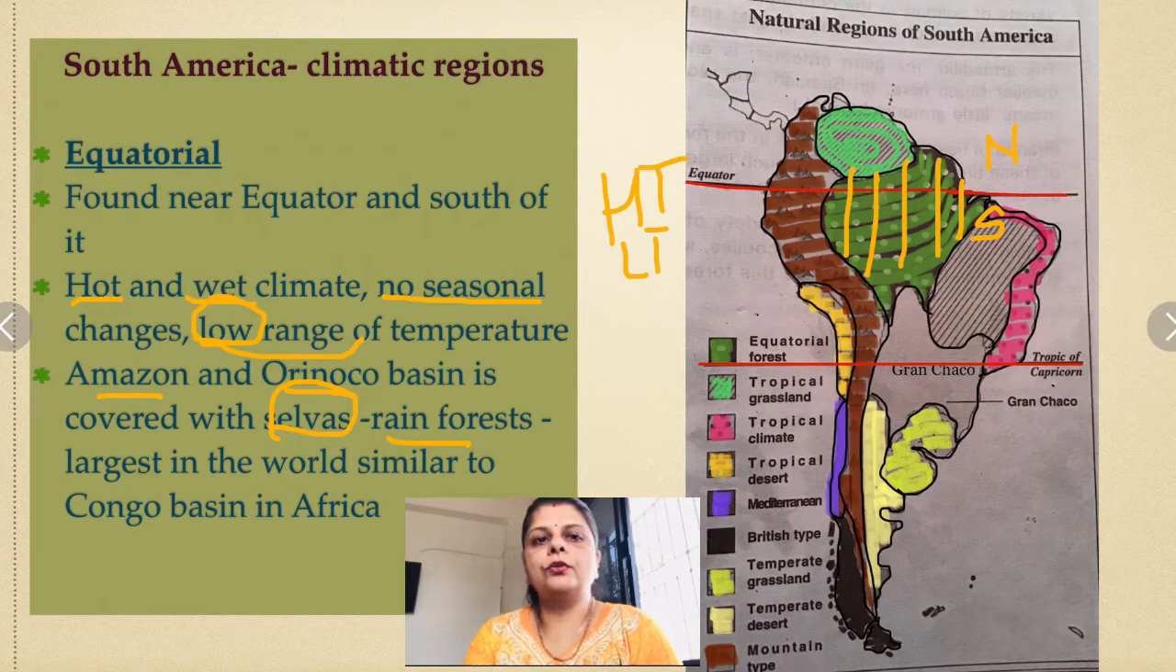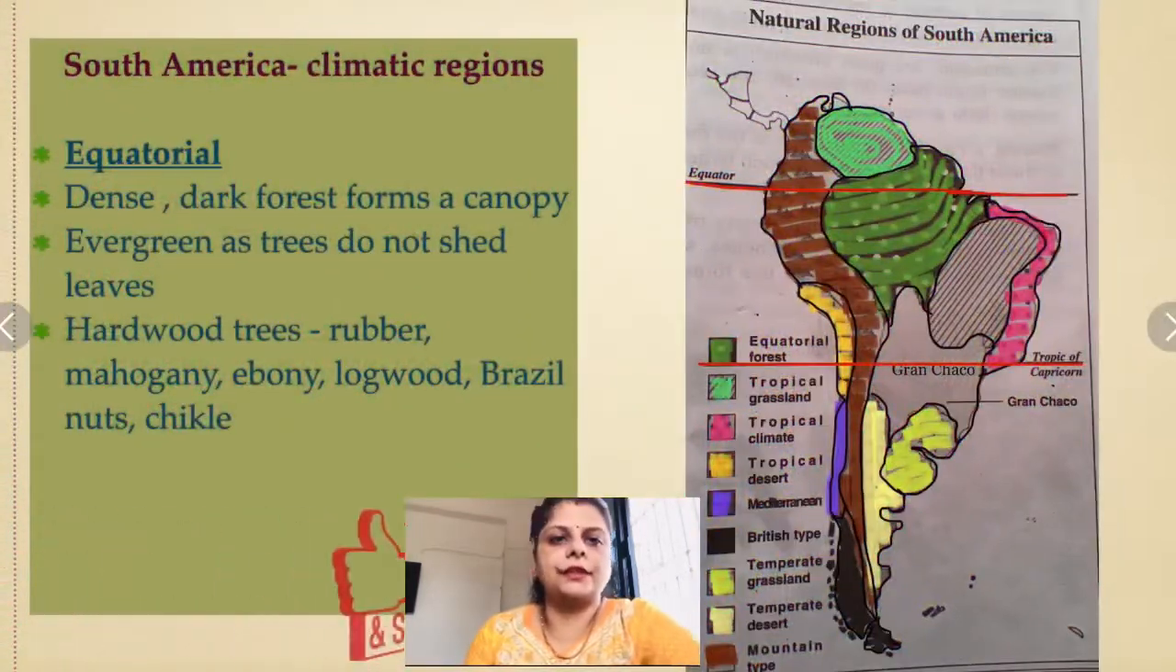Amazon and Orinoco basin, they are covered with selvas, which are the rainforest, and these rainforest selvas are the largest in the world. They are very similar to the Congo basin in Africa.